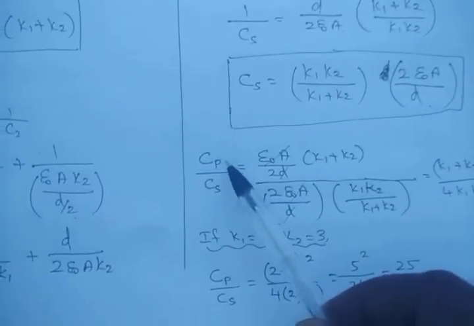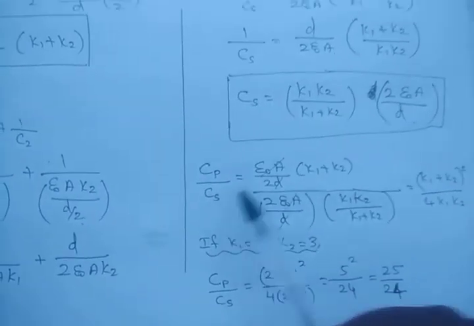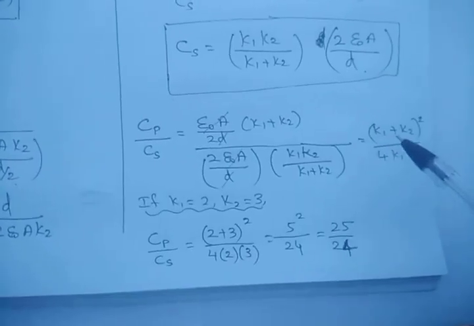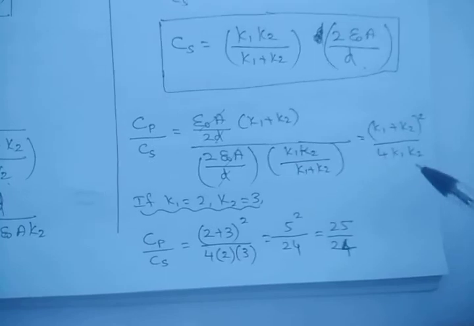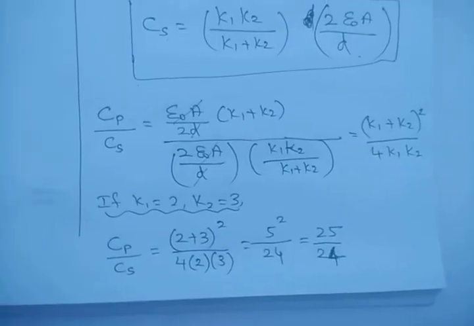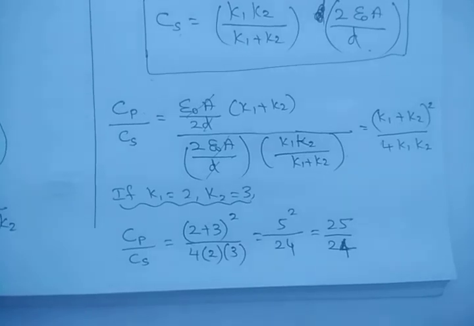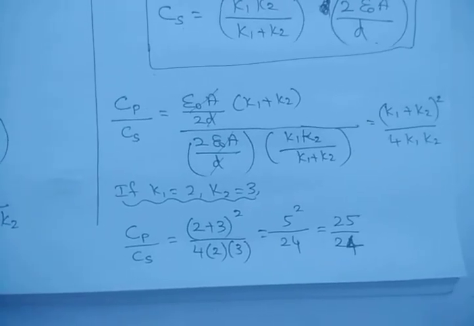So what is the question? The question is to take the ratio. Just merely take the ratio of the parallel and series arrangements. Cancelling all those things, we get the equation K1 plus K2 the whole square by 4 K1 K2. If you assume that K1 is equal to 2 and K2 is equal to 3, we get the answer 25 by 24.